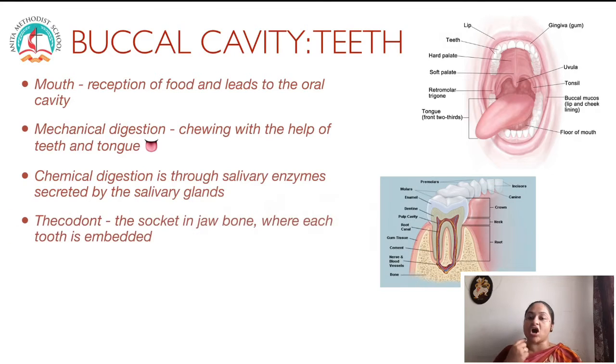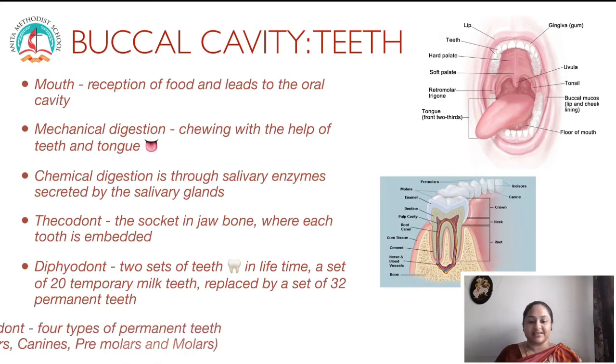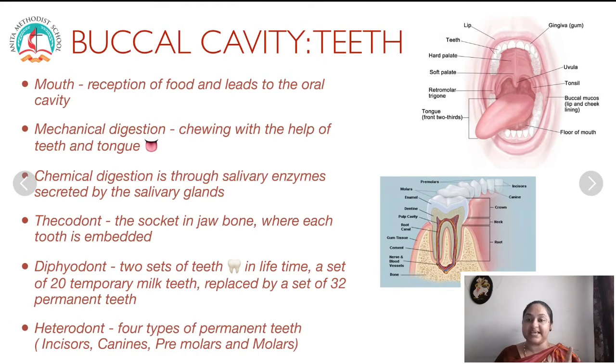Thecodont means the socket in the jawbone where each tooth is embedded. Diphyodont means 2 sets of teeth in a person's lifetime. It is your milk teeth, which is a set of 20 temporary teeth and which is replaced by the permanent teeth, and that is a set of 32 teeth. Then heterodont means 4 types of permanent teeth that human beings have: incisors, canines, premolars and molars.